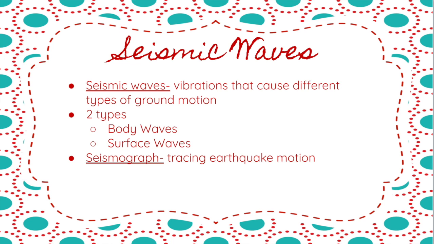All right, let's talk a little bit about seismic waves, which is how we measure the energy that is given off within an earthquake. So seismic waves are vibrations that cause different types of ground motion. There are two types of seismic waves. They're body waves and surface waves. And then a seismograph is a tool that scientists use to trace an earthquake's motion, and it helps them identify where the focus is, where the epicenter is, and also the amount of energy that's been released, and they can track the different surface waves and body waves of that earthquake.